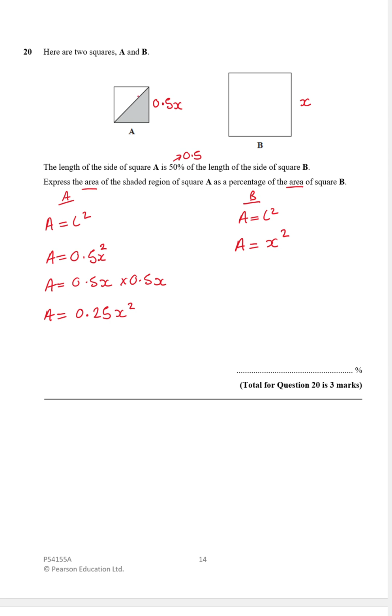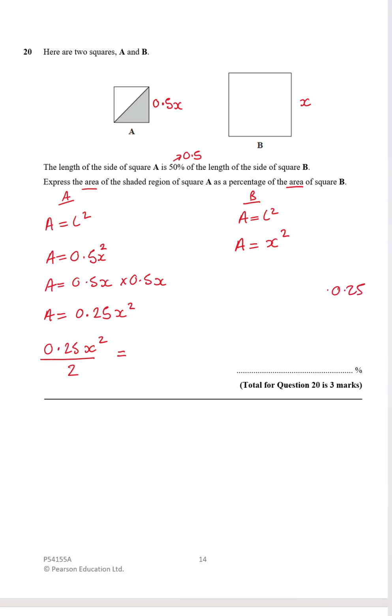Now, this is the area of my entire square, this 0.25x squared. I just want the shaded region. Well, my shaded region is half of that, so I'm going to do 0.25x squared divided by 2.